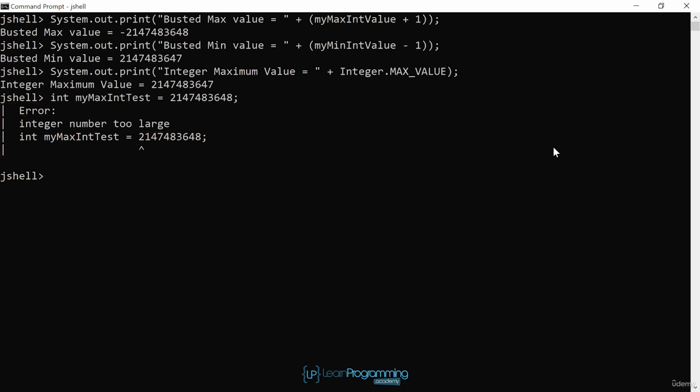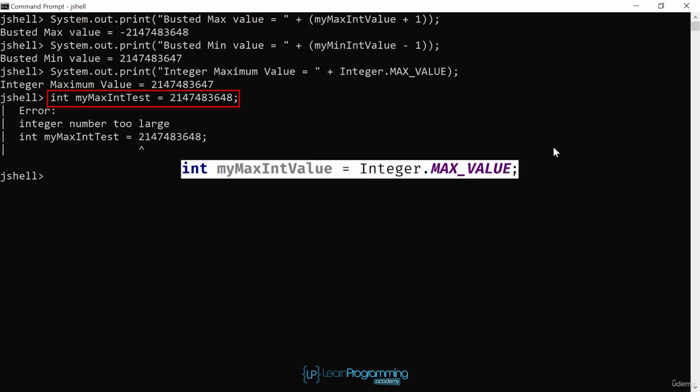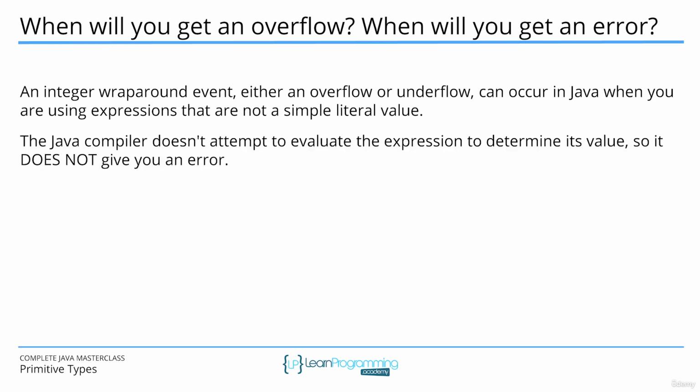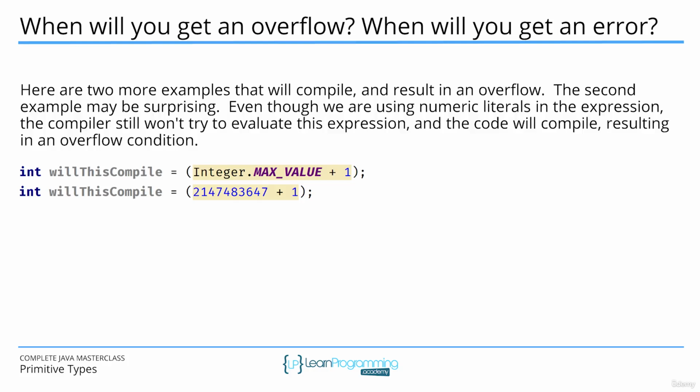You might be asking, what's the difference between this and what we did earlier? An integer wraparound event, either an overflow or underflow, can occur in Java when you are using expressions that are not a simple literal value. The Java compiler does not attempt to evaluate the expression to determine its value, so it does not give you an error. Here are 2 more examples that will compile and result in an overflow. The second example may be surprising. Even though we're using numeric literals in the expression, the compiler still won't try to evaluate this expression, and the code will compile, resulting in an overflow condition.